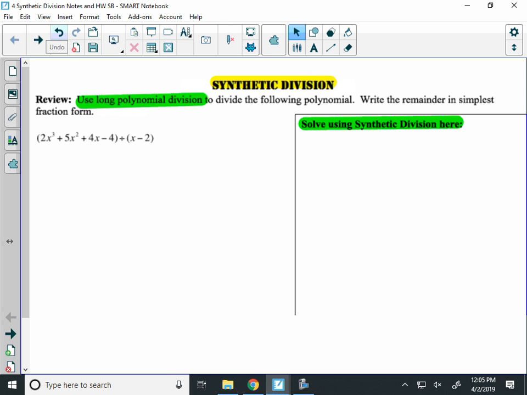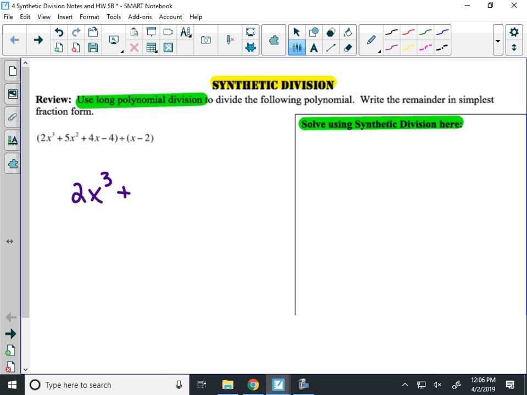We are going to divide 2x cubed plus 5x squared plus 4x minus 4 by x minus 2. Alright, so when we do this, remember yesterday we said your polynomial had to be in standard form and you had to have every exponent accounted for. So we double check we have a 3, a 2, a 1, a 0. We can set up long division.